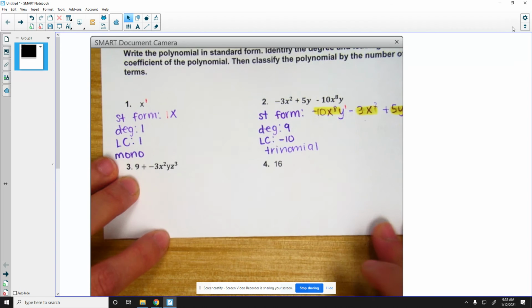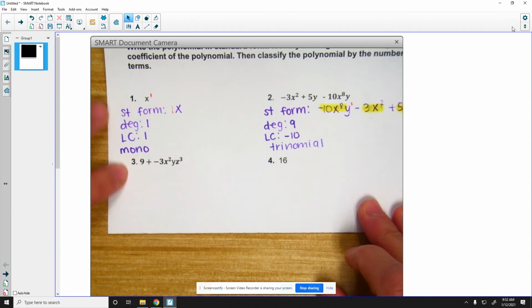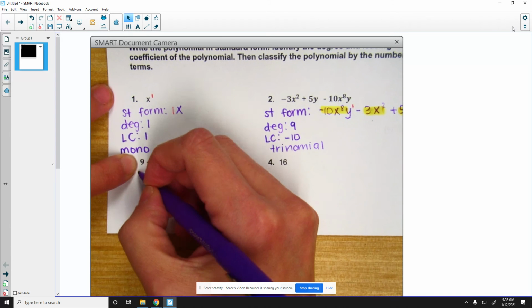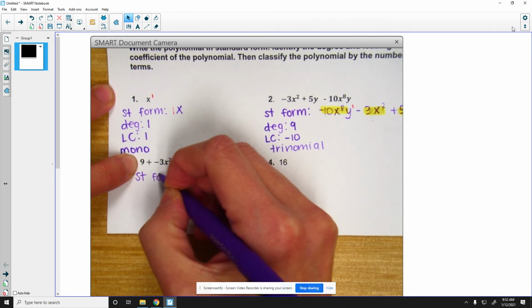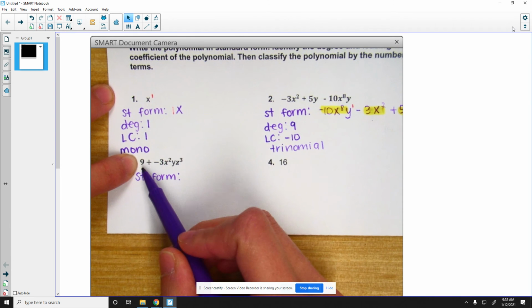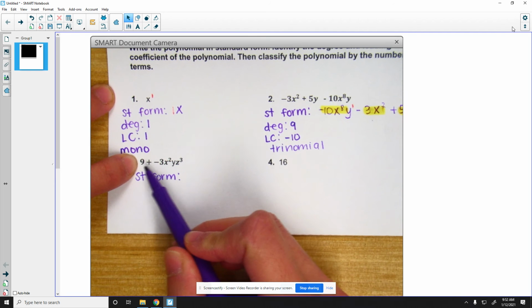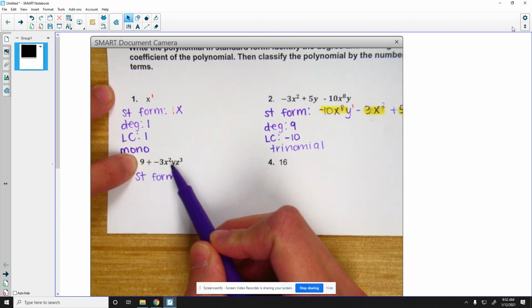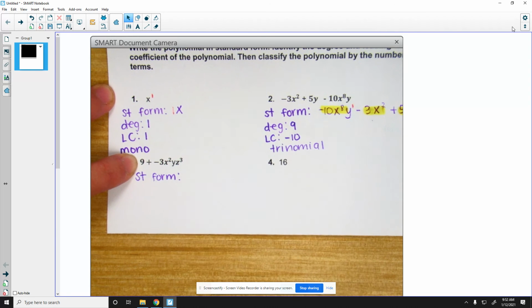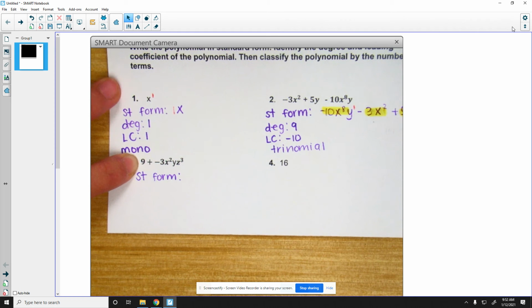Let's do number 3. Let's ask you online kids now, okay? So online kids, speak up, please. In standard form, you have 9 plus, this is a negative, 9 plus negative 3x squared yz to the third. So rearrange that to put it in standard form. So someone online, unmute yourselves and say it, please.